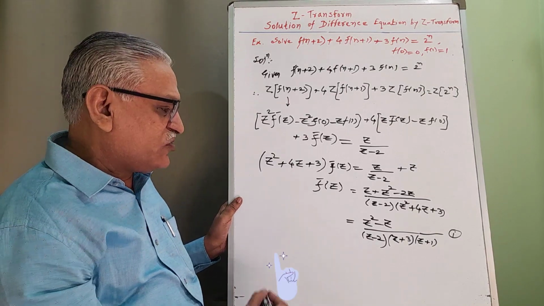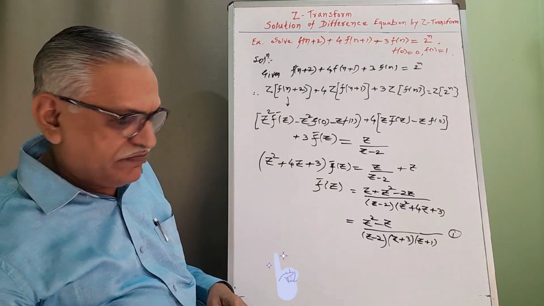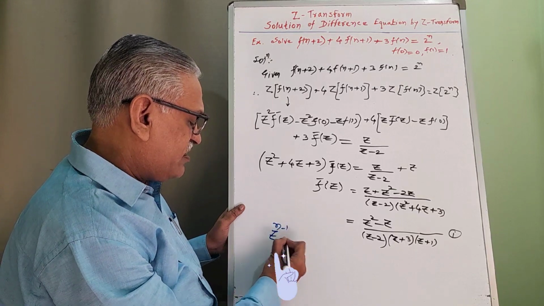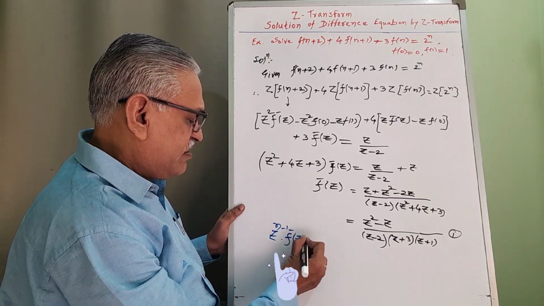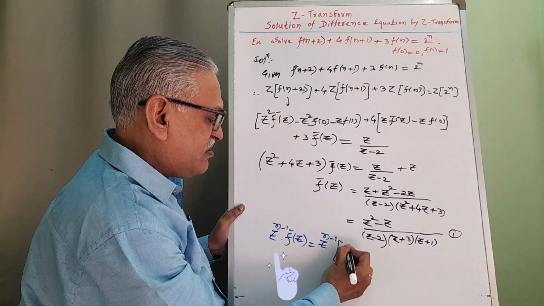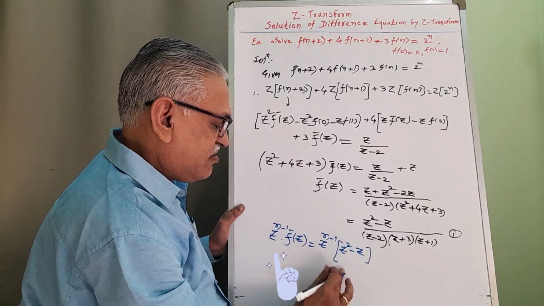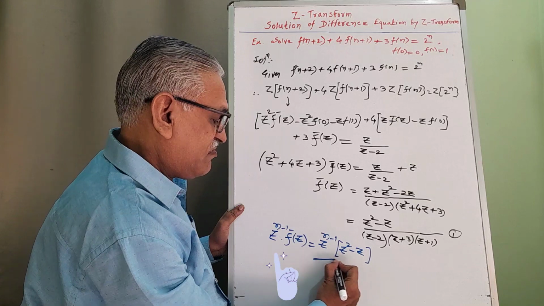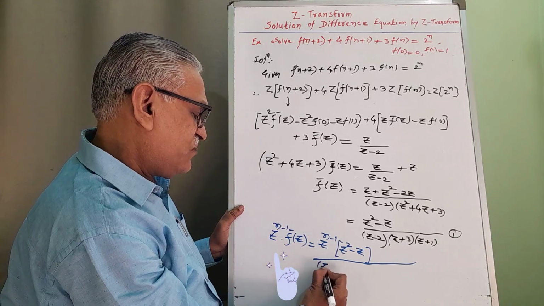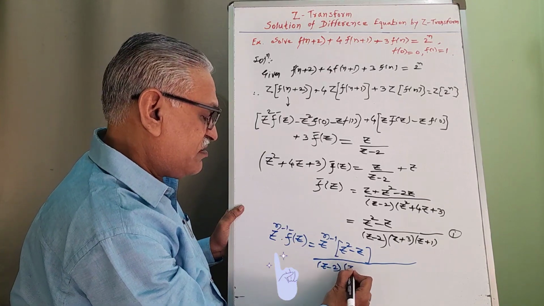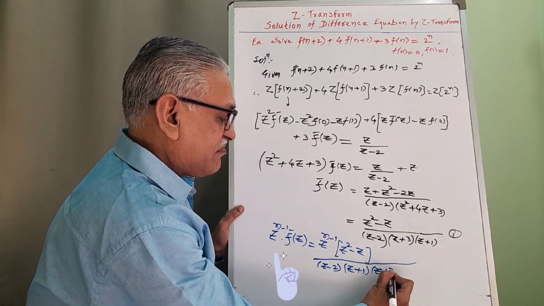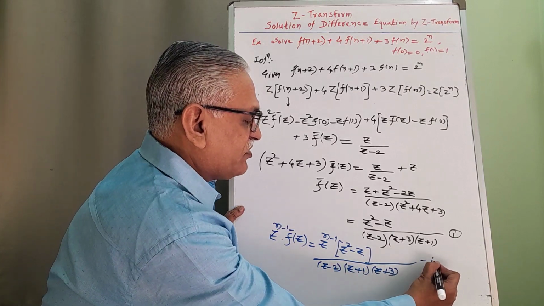Then multiplying it by z^(n-1) on both sides, we get z^(n-1) into f bar(z) is equal to z^(n-1) into (z² minus z) whole divided by (z minus 2), then (z plus 1) and then (z plus 3). We call this equation 2.